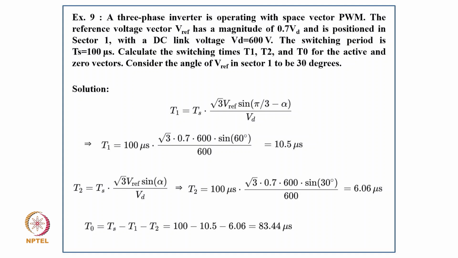So coming to example 9, a 3-phase inverter is operating with a space vector modulated PWM, and the reference vector has a magnitude of 0.7 VD and is positioned in the sector 1 with the DC link voltage VD equal to 600 volt. The switching period is TS equal to 100 microseconds. Calculate the switching times T1, T2 and T0 for the active and zero vector. Consider the angle of V reference in sector 1 to be 30 degree. So T1 equal to TS into root 3 V reference sin (pi by 3 minus alpha) upon VD. So putting value T1 comes 10.5 microsecond, and T2 equal to TS root 3 V reference sin alpha upon VD. So it comes 6.06 microsecond, and T0 equal to TS minus T1 minus T2, that comes around 83.44 microsecond.